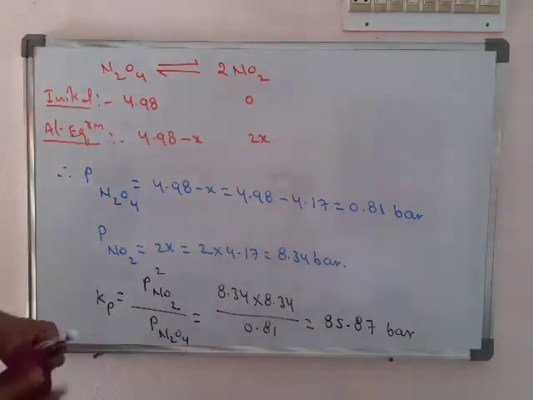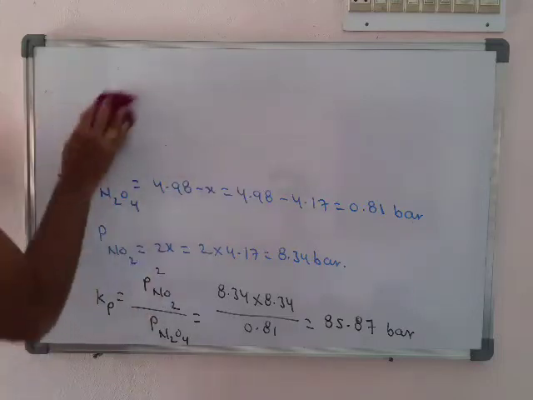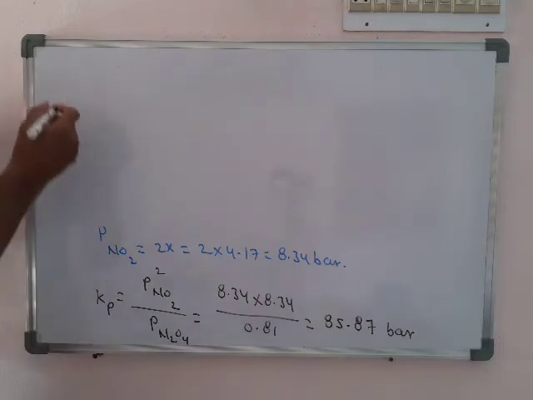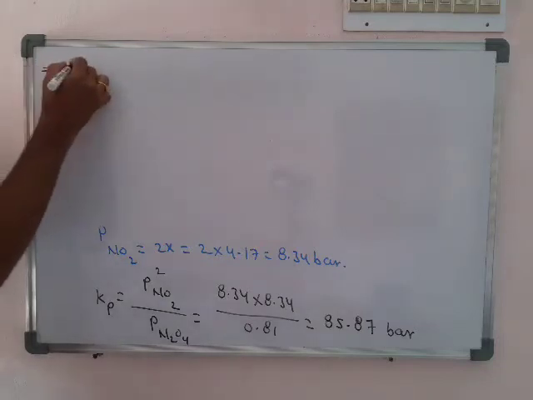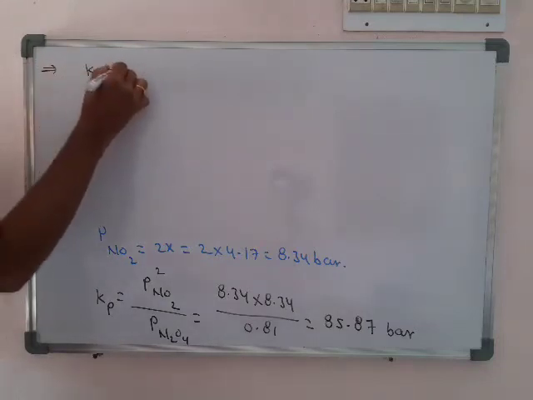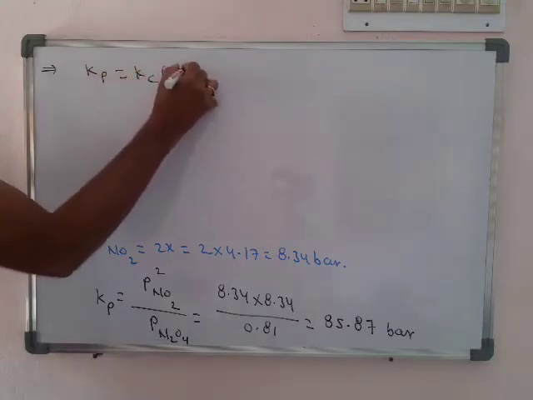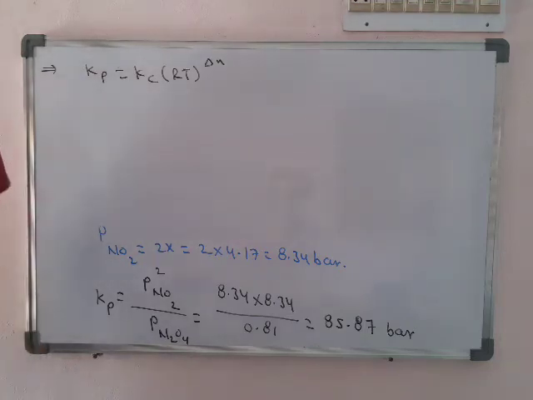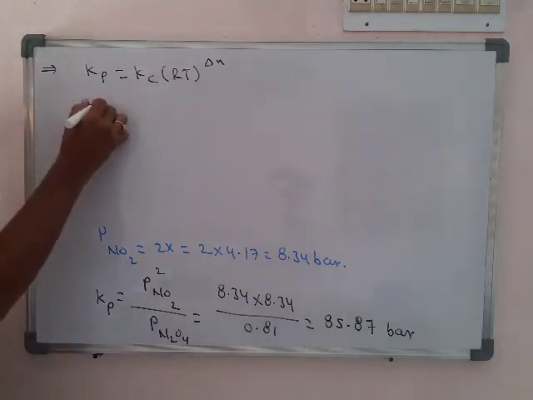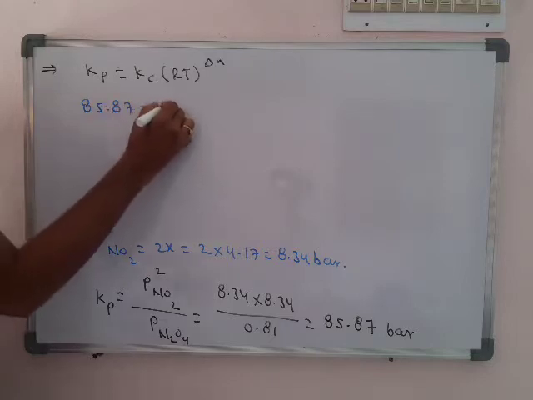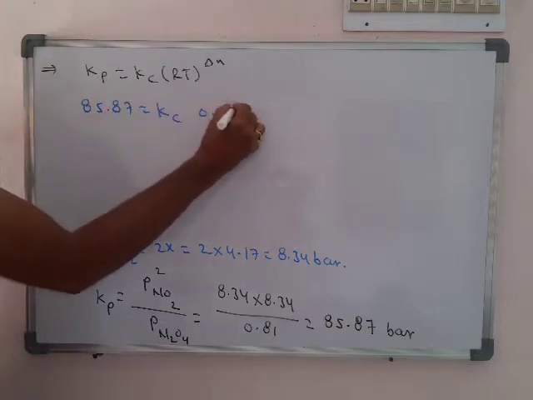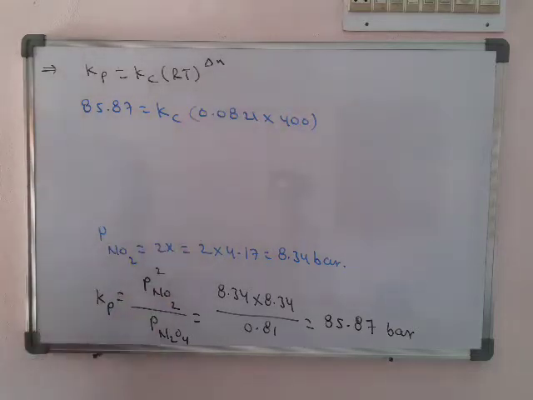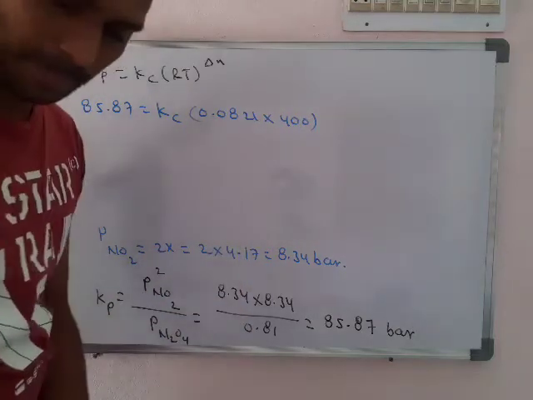And we have to calculate Kc also. So how to get Kc? We know the relation Kp equals Kc (RT) to the power delta n. Kp is 85.87, I have to find Kc, the R value is 0.0821, temperature 400. What is delta n?